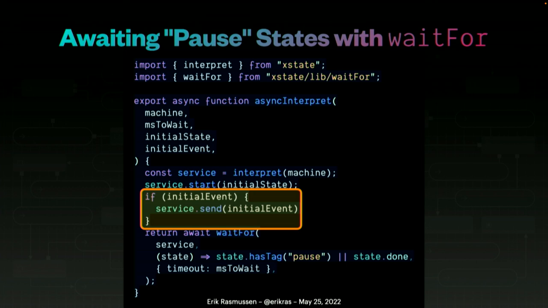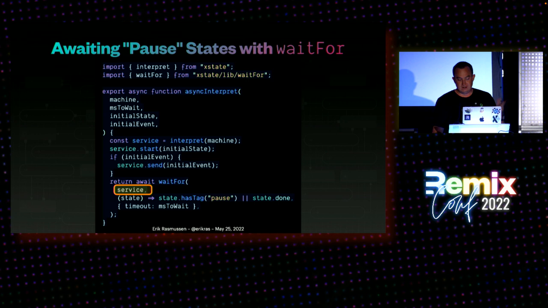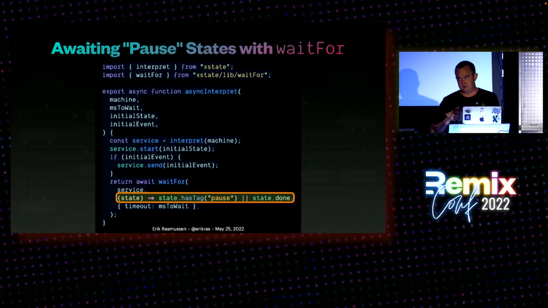And then we wait. And this wait for returns a promise, of course. And so we give it our service where our machine is doing stuff, and we give it how long we want to wait, and then we give it this predicate. And this predicate is going to be called every time the state machine has a state transition. And the question it's asking is, should we pause, should we resolve this promise and get back to the user?